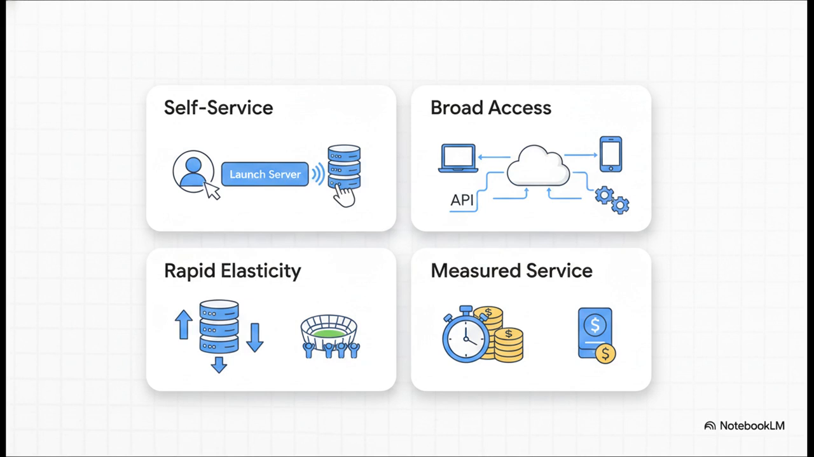This allows you to instantly dial your resources up or down within minutes, which is an absolute lifesaver for, say, a streaming app during a massive live sports event. And finally, measured service. This ensures you pay strictly for what you use. Think of it like paying for the exact execution time of a Lambda function, or just the specific gigabytes of data you're keeping in S3.